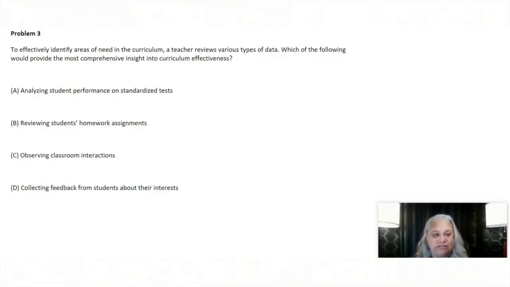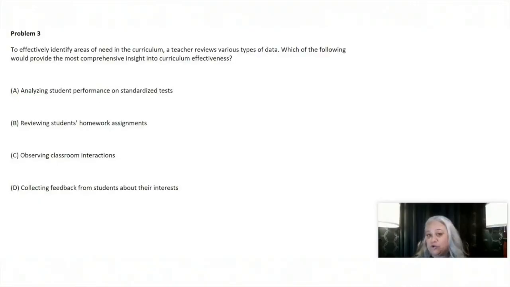Let's talk about these choices. So A, analyzing student performance on standardized tests, will definitely provide a broad and objective measure of student learning across the curriculum. Analyzing these results can highlight specific areas where students are excelling or struggling, indicating where the curriculum may need adjustment for the teacher to make in the classroom. So this could very well be the best answer choice.